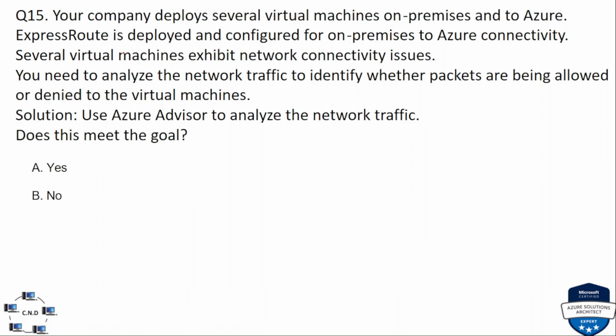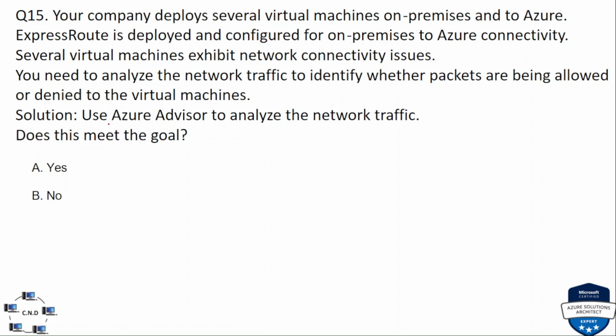Again, we have the same scenario question: your company deploys several virtual machines on premises and to Azure. ExpressRoute is deployed and configured for on-premises to Azure connectivity. Several virtual machines exhibit network connectivity issues. You need to analyze the network traffic to identify whether packets are being allowed or denied to the virtual machines.